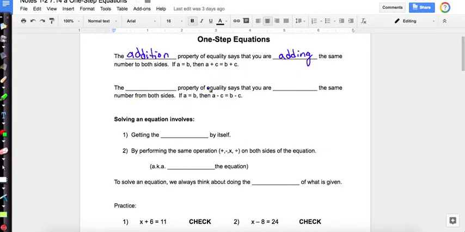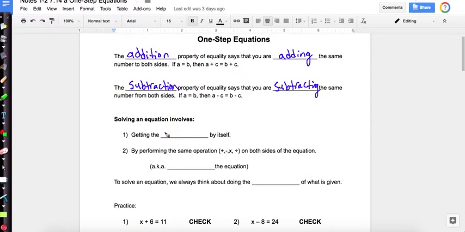So next, the blank property of equality says that you are blank the same number from both sides. If A equals B, then A minus C equals B minus C. So this is the subtraction property of equality, which says that you are subtracting the same number from both sides.